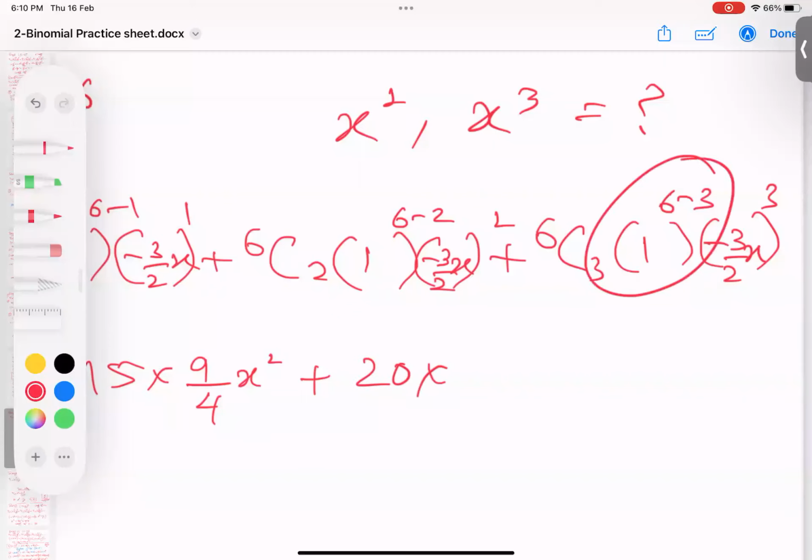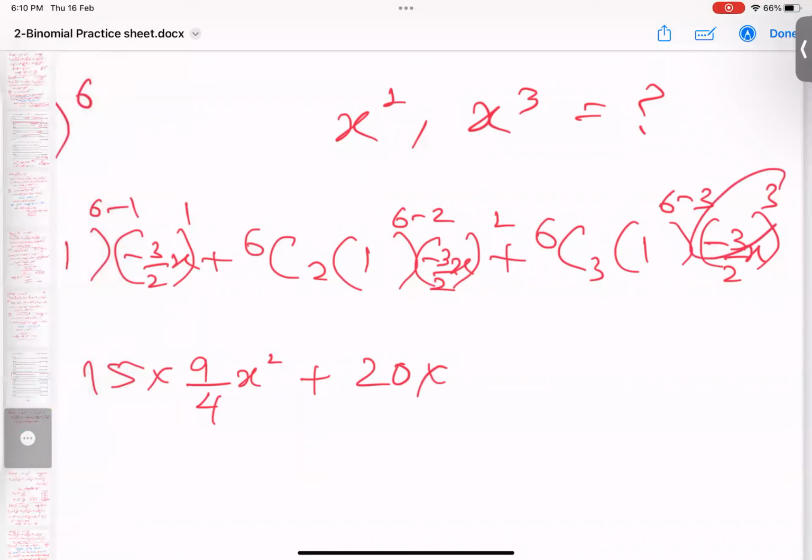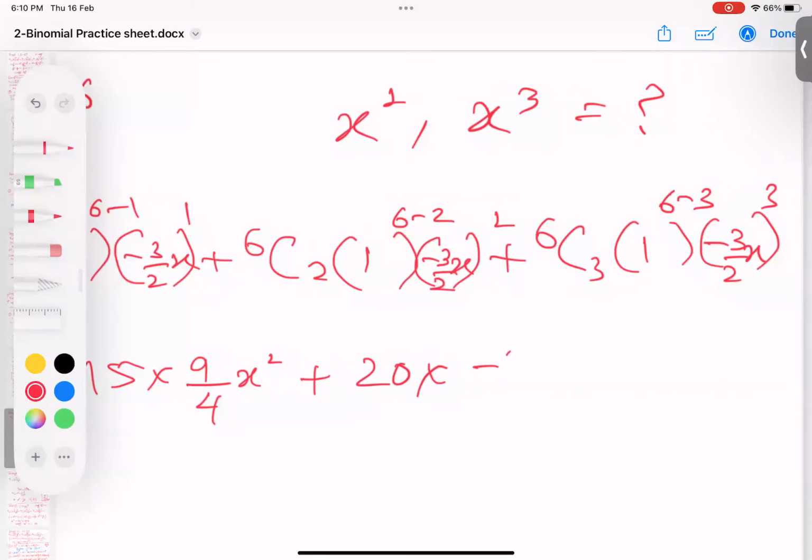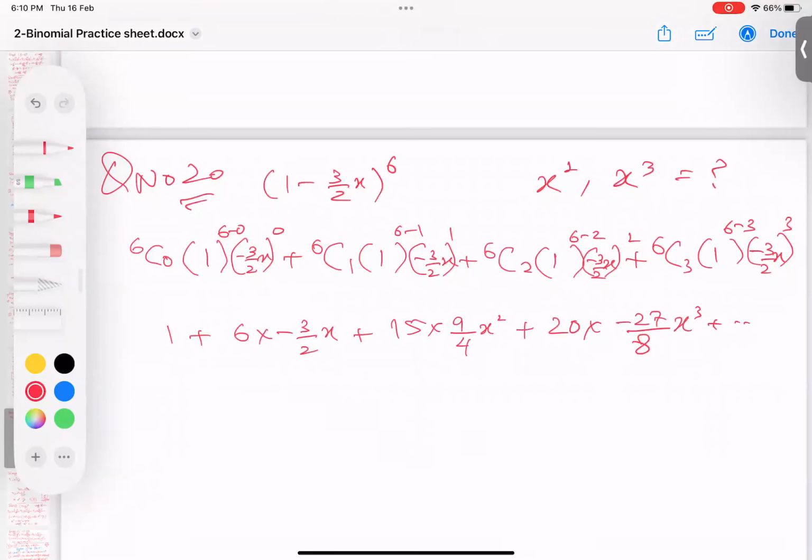And 1 to any power is 1. And negative 3 to power 3 is giving you naturally negative 27. And 2 to the power 3 is giving you 8 and x to power 3. So I think the point is very clear.